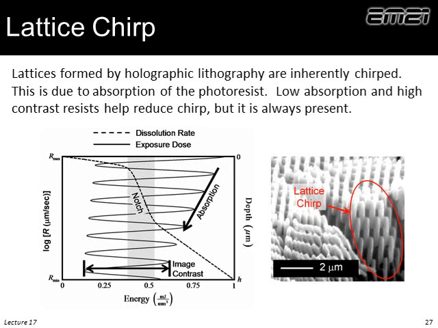But the point is, with holographic lithography, because the beams get absorbed through the resist, there's always going to be some kind of chirping. Now, we can work on resists that are higher contrast, and that can combat that, but I think there's always going to be some kind of chirping.